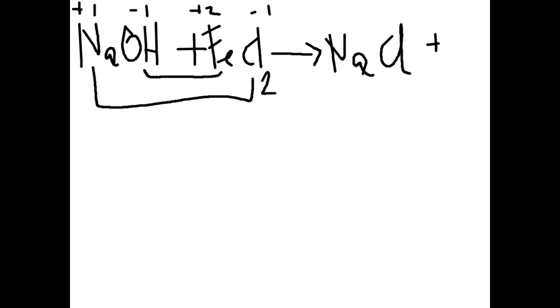Plus, what would the other formula be? That's it. Fe(OH)2, FeOH within parentheses twice. Did everybody get that? Because if you look, the charge on the Fe is +2 and the OH is only -1. So you need 2 of the -1s to balance 1 of the +2, right?